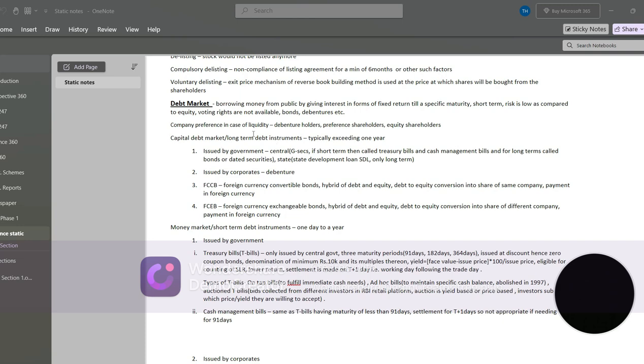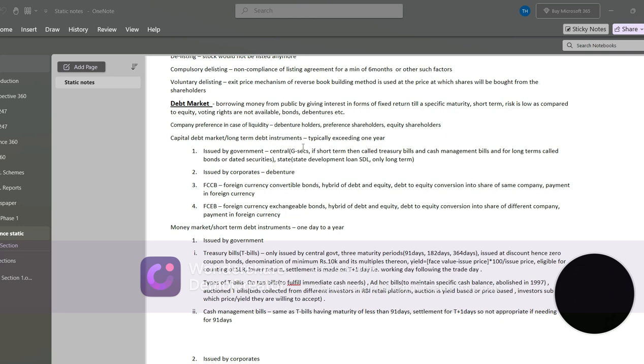So capital debt markets typically exceed 1 year, and they can be of four types. One can be issued by government, one can be issued by corporates, one are known as foreign currency convertible bonds, and one is foreign currency exchangeable bonds. Now the ones issued by government can be issued by central government or by state government. Central government issues G-Secs, and if they are for short term, which is actually a part of money market, they are called treasury bills and cash management bills. And for long terms, it is called bonds and dated securities.